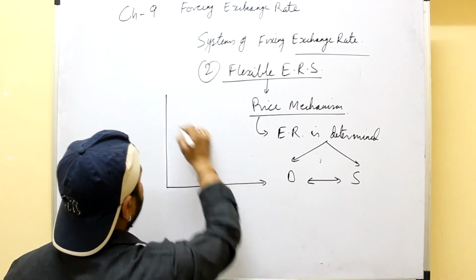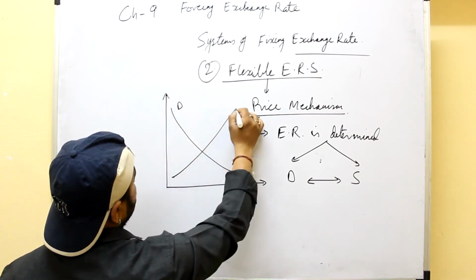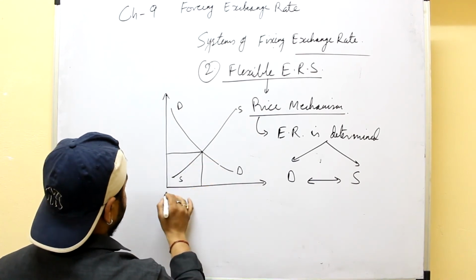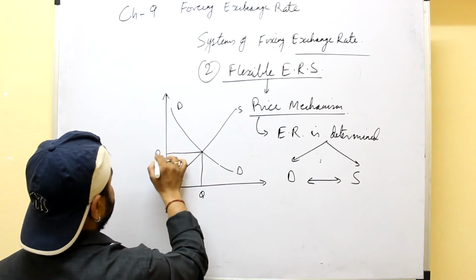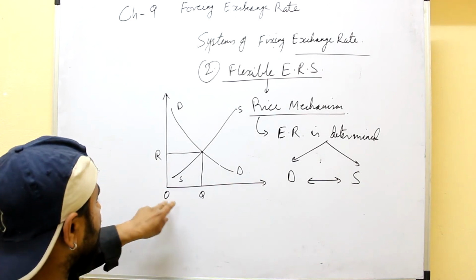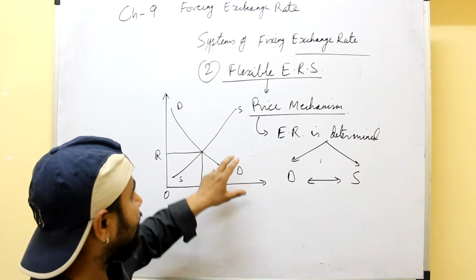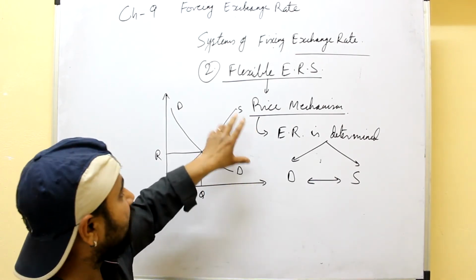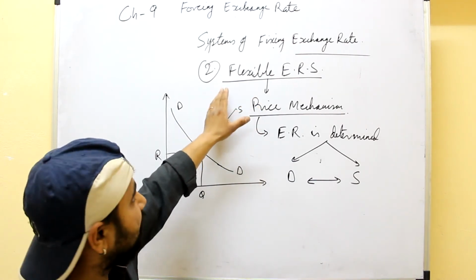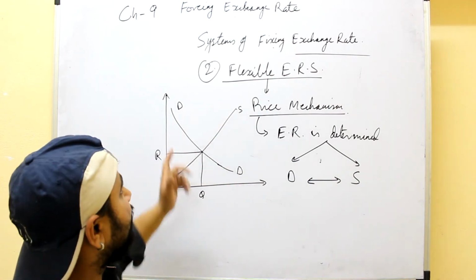Suppose we have to represent it diagrammatically. This will be the demand of the foreign currency, this is the supply of the foreign currency, and where they are equal, it is the exchange rate. In this case, OR is the exchange rate and the equilibrium quantity is OQ. Okay, this is a better system, and you can say it is the most prominent system in the economies. Now all the economies are following the flexible exchange rate system. All the economies have stopped following the fixed exchange rate system.